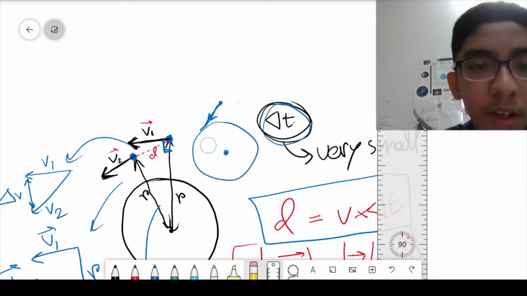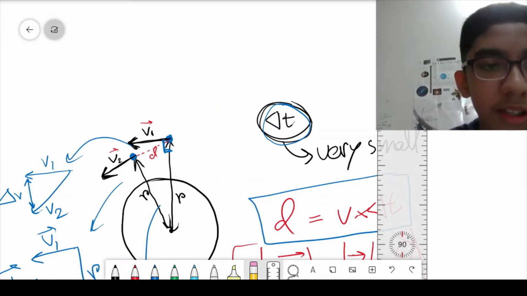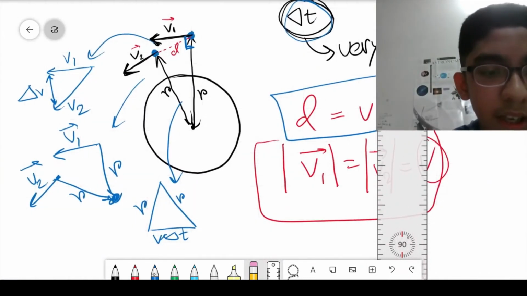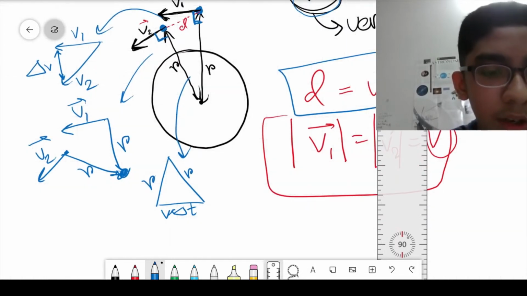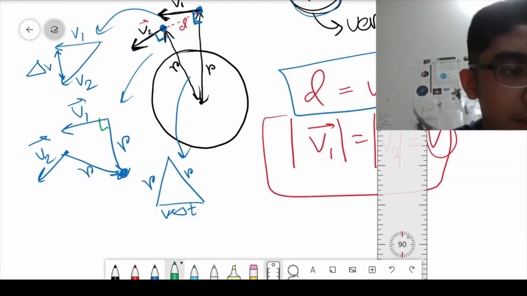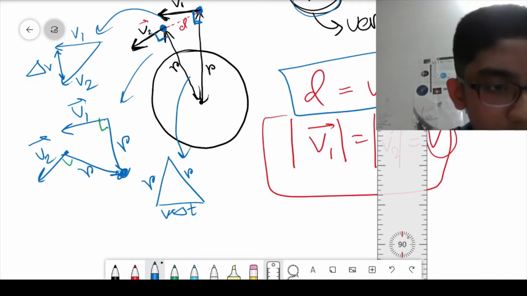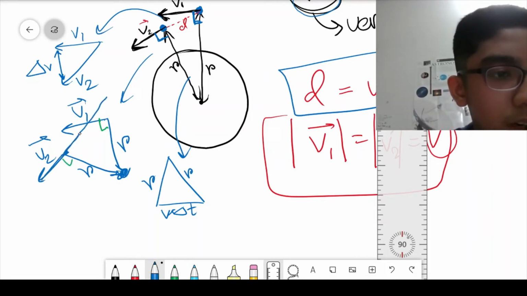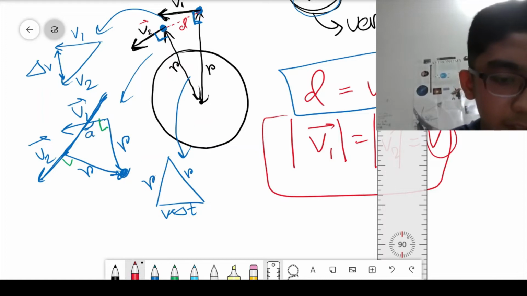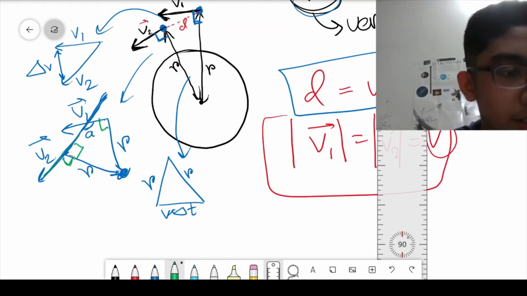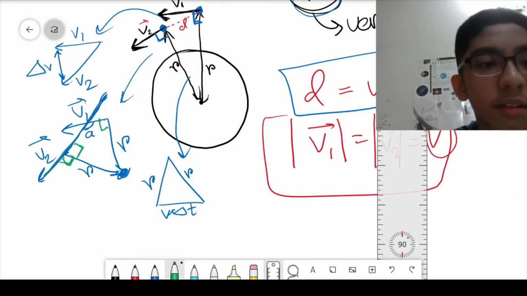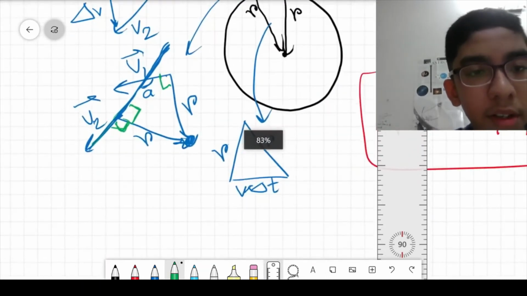So we understand this very important fact, that this angle is 90 degrees. So as this angle is 90 degrees, this will also be 90 degrees. And now in this diagram, we can say that this is 90 degrees and this is 90 degrees. Now let's extend this v2 here so that it intersects v1. Let's call this angle alpha. Now as this is 90 degrees, this is also 90 degrees. As this is a straight line, this is 90 degrees. So this one must be 180 degrees minus 90 degrees, which is 90 degrees.